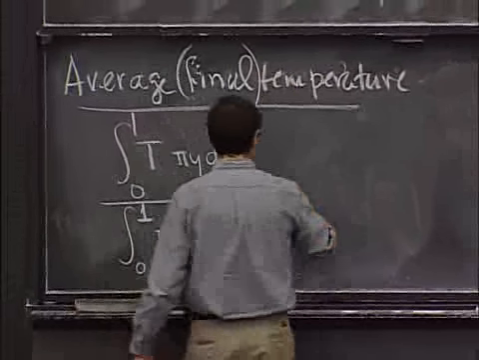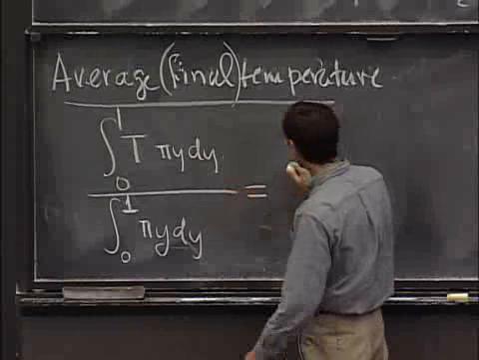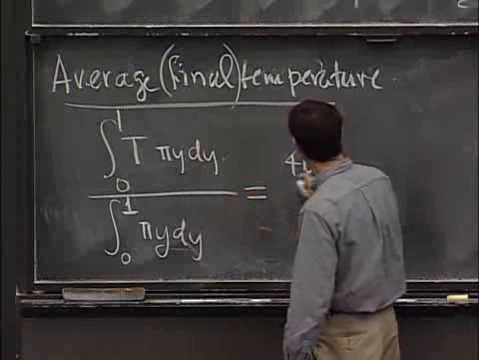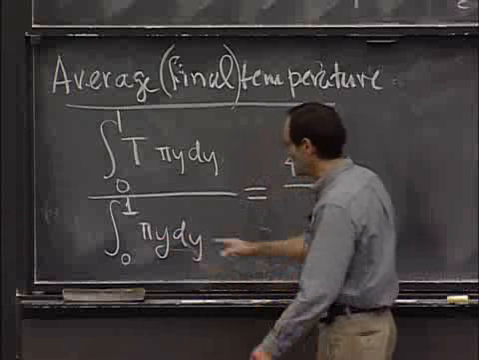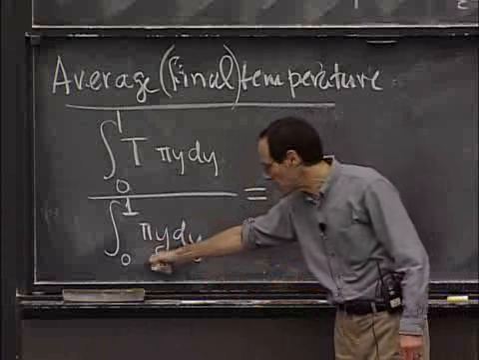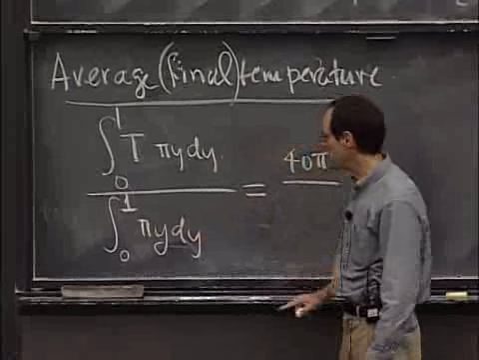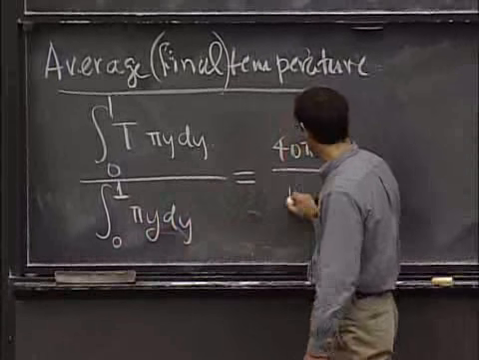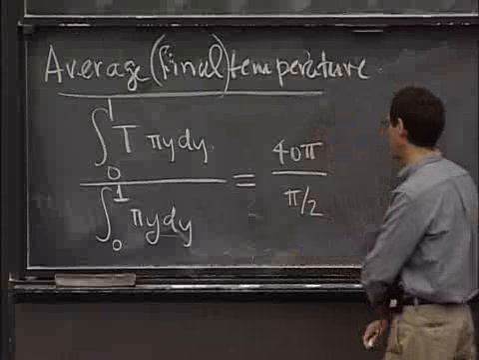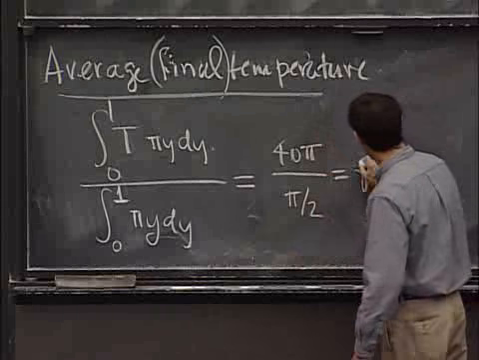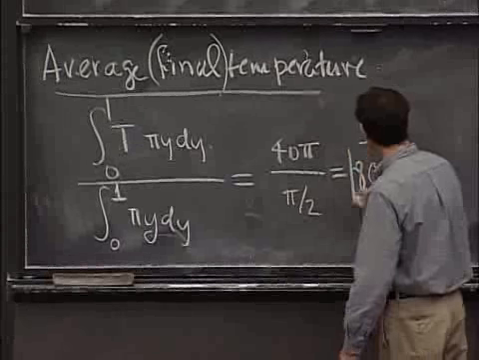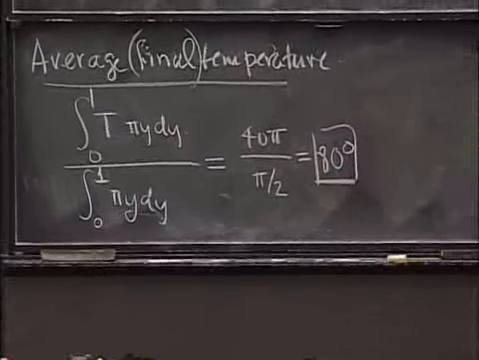And we computed these two numbers. The number in the numerator is what we called 40 pi. And the number in the denominator, actually, this is easier than what we did last time with shells. You can just look at this and see that it's the area under a triangle. It's pi over 2. And so the answer here is 80 degrees. This is the average temperature.